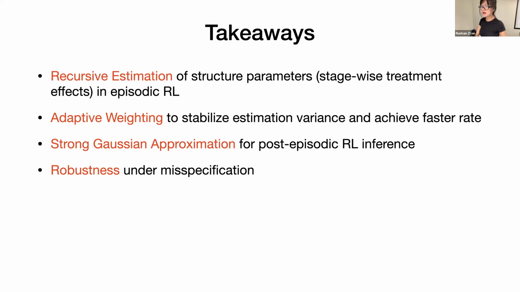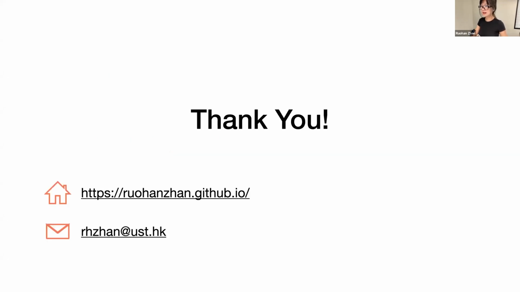And finally, even if the model is misspecified, even if the model is not linear, we can still use the Q regression method, which will help us to have a better estimation of the policy value we want to estimate. Yeah, that's pretty much all of my presentation, and I'm happy to answer any questions and comments you may have.